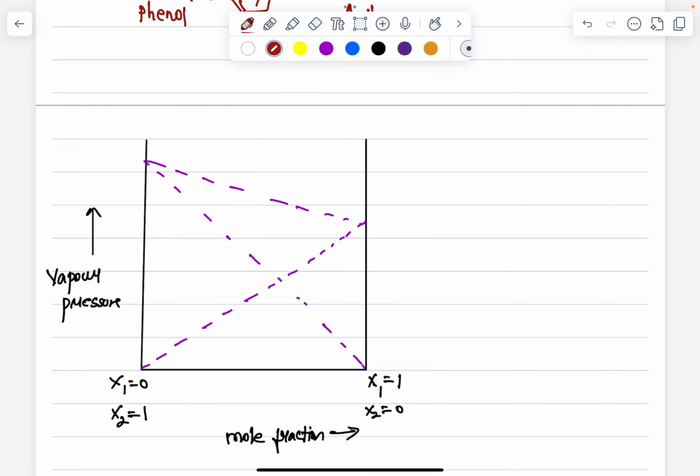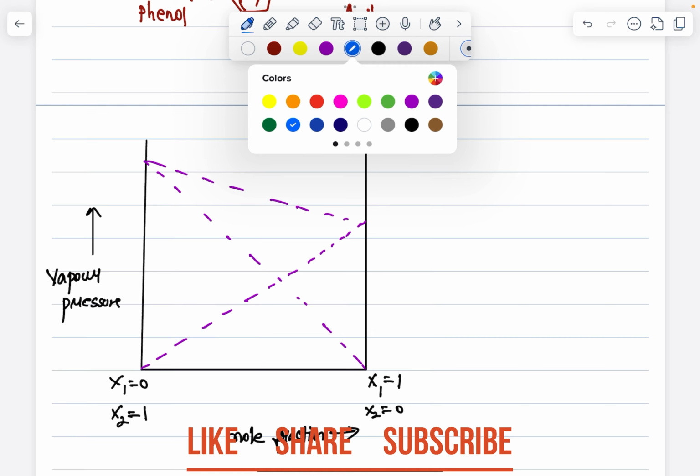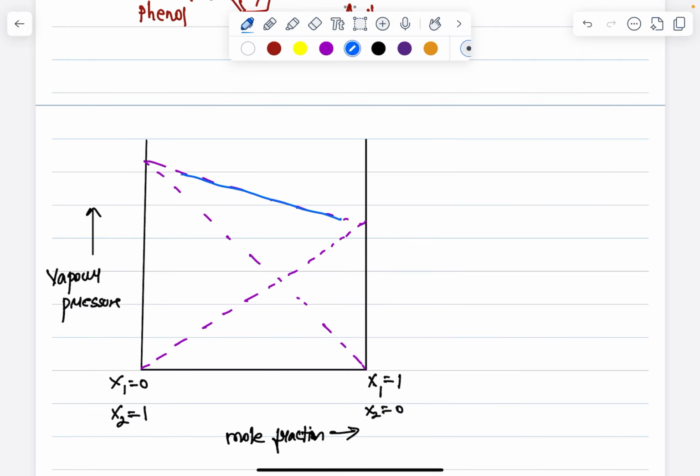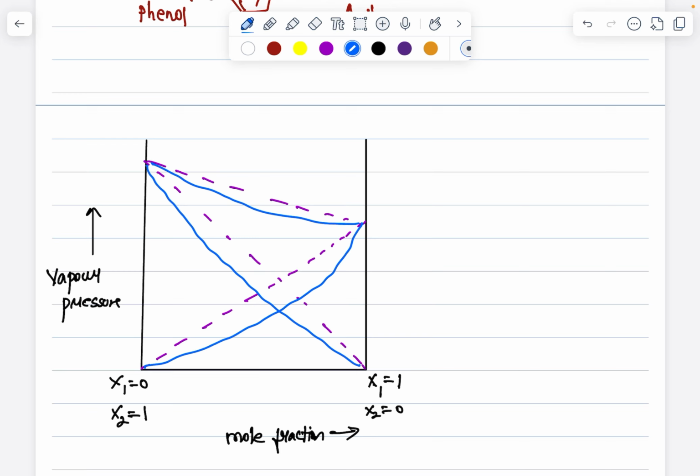For positive deviation, what graph are we going to get? Sorry, it is negative deviation. So for negative deviation, this is what is expected, but you are getting less than what is expected. So you have to put the graph below, like this curve. Let's say this is P1, this is P2, and this is P total. This is the graph for the negative deviation that is expected from you to draw.